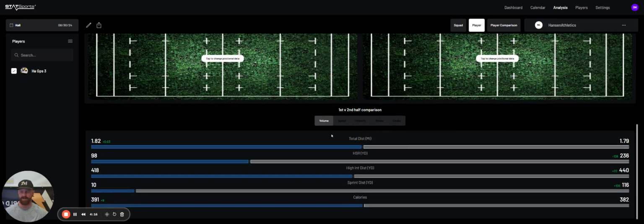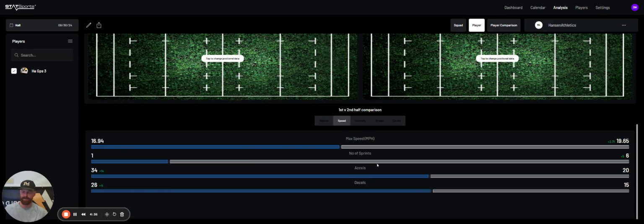If we want to get a little bit deeper into this, we can actually look at first and second half comparisons. You'll see the volume is very similar. The high speed running was so packed into that second half. Sprint distance was much higher in the second half for him, so he's hitting higher top speeds in the second half. And then we'll go over speed.